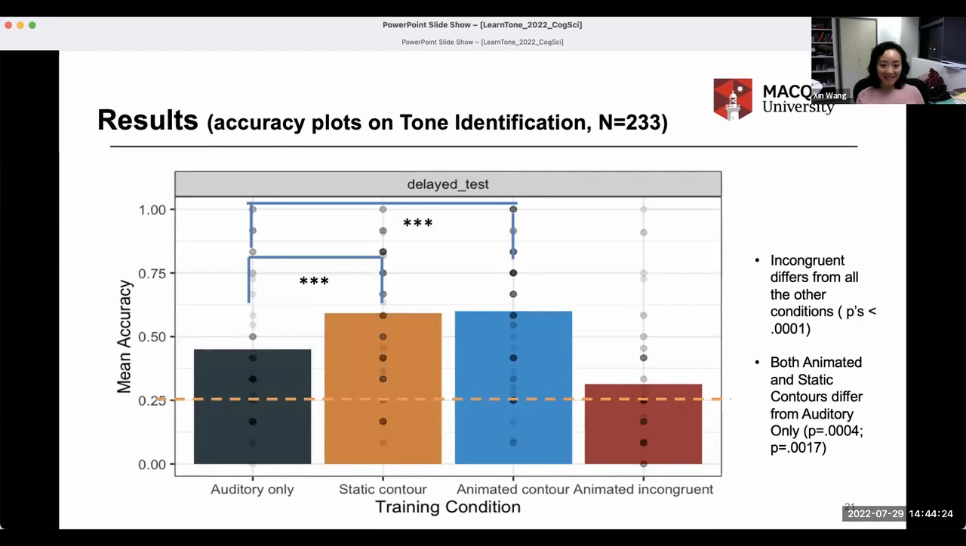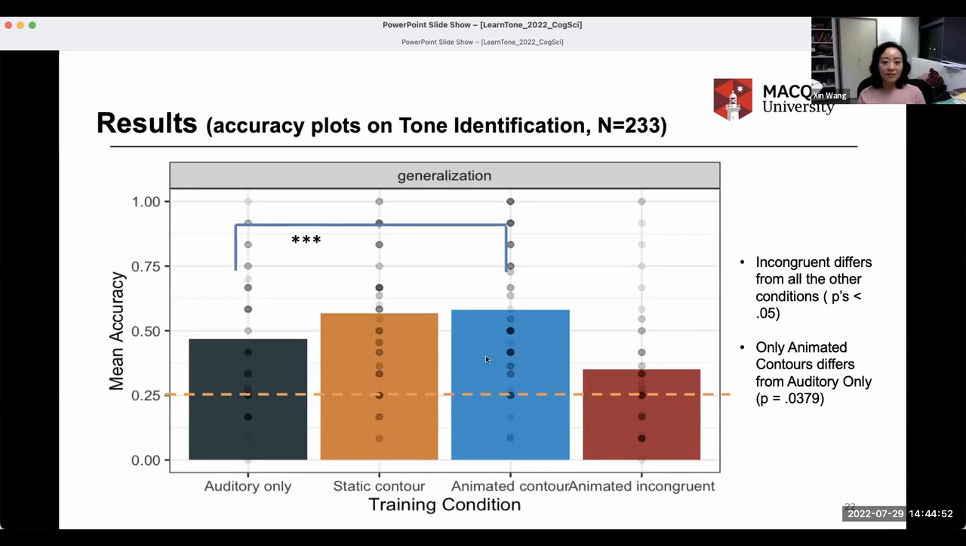For the delayed tests, where they were given the same items they were trained on before, significant differences between the auditory only and the static contour condition emerged. And the animated contour condition also differs from the auditory only condition. The same pattern holds for the incongruent condition, which differed from all the other conditions.